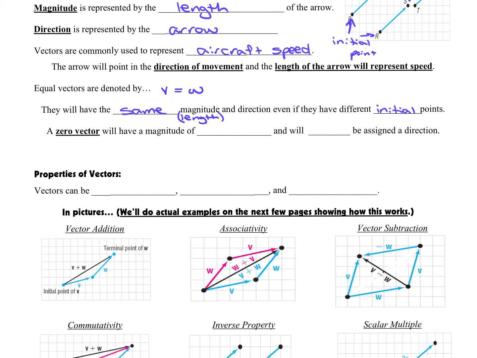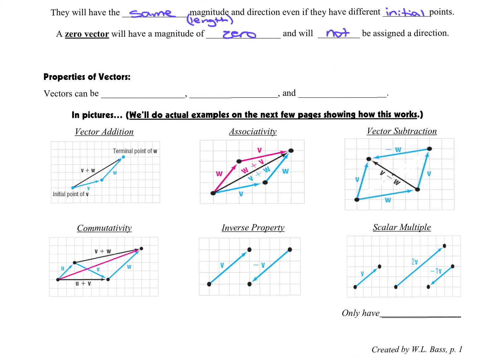Now, a zero vector is going to have a magnitude or a length of 0. Yes, it will just look like a point, and it will not be assigned any kind of direction. Okay, we're not going to really work with zero vectors too much, but it does exist. Now, vectors can actually be added, subtracted, and multiplied, and we're going to do these in the following pages. So we're going to say that we can add them. They can be added. They can be subtracted. And they can be multiplied. Okay. So all of those things can happen.